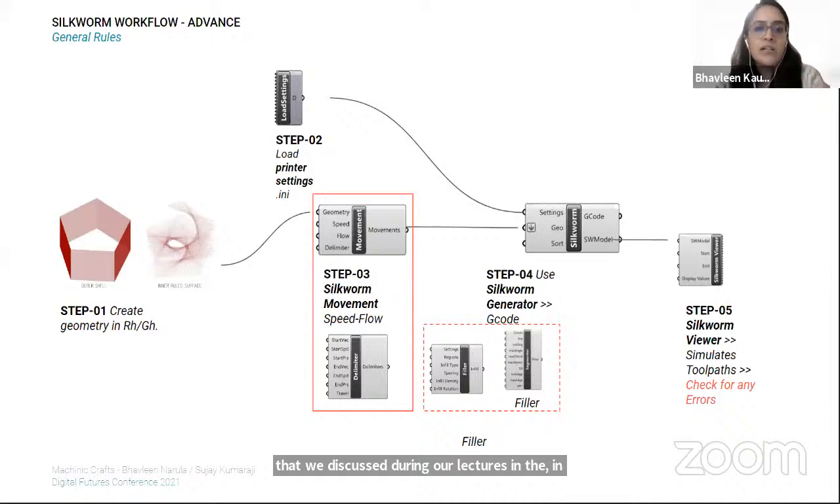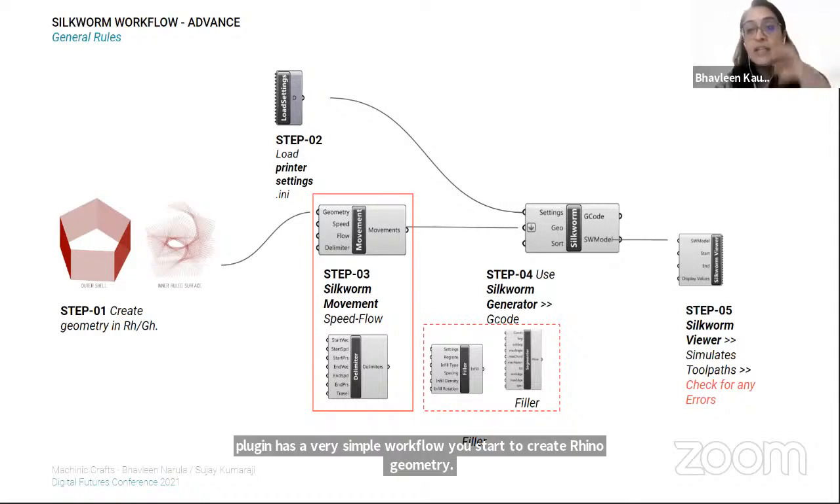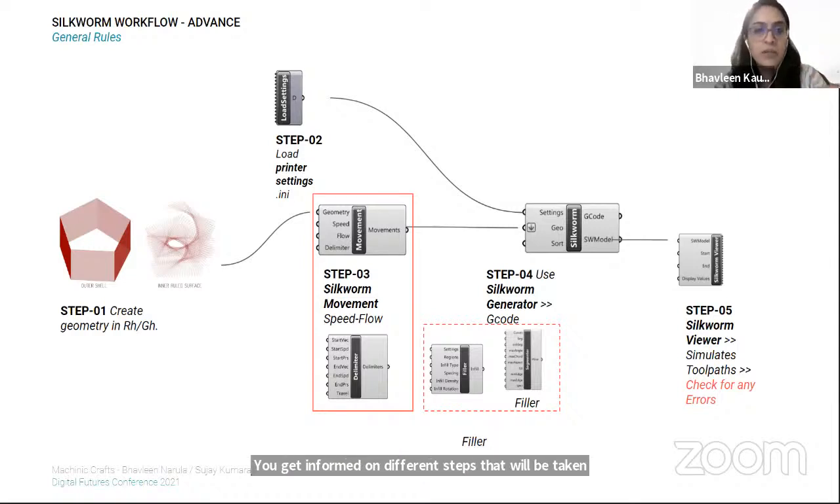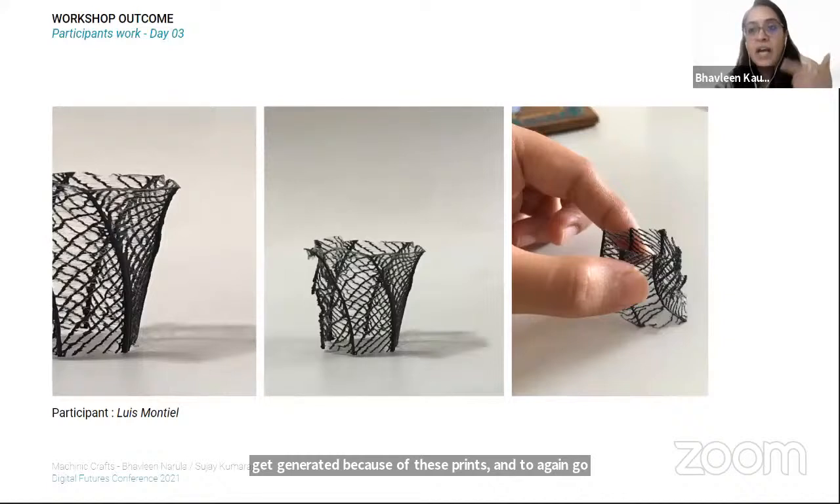The Silkworm plugin has a very simple workflow. You start to create a Rhino geometry. You get informed on different steps that will be taken to create a G code, which would inform your 3D printer. But what we tried to do a little bit more into this plugin was getting informed from what was printed, to look at the properties that would get generated because of these prints, and to again go back to our scripts and re-look at how we could design with these toolpaths.